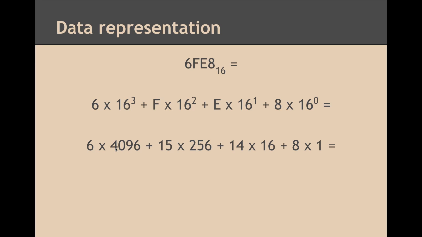So 6 times 4,096, plus 15 times 256, plus 14 times 16, plus 8 times 1. Add that all up, and we see that 6FE8 in hex is 28,648 in decimal.